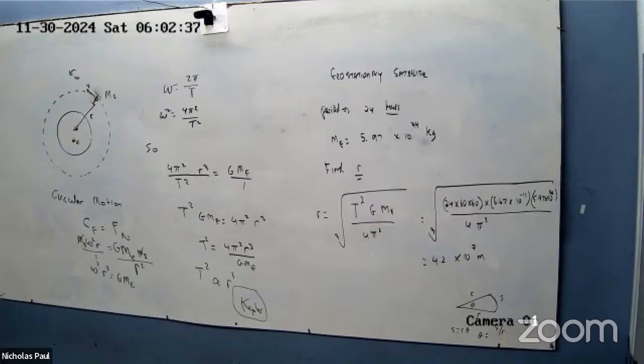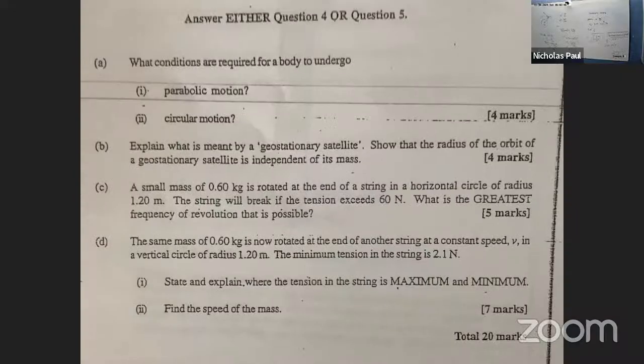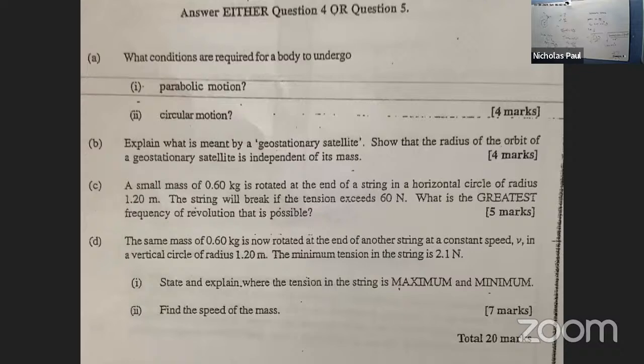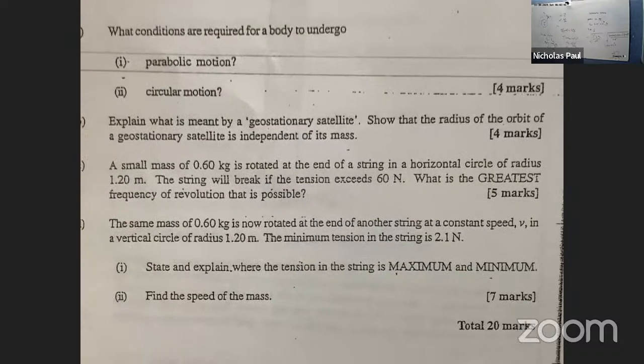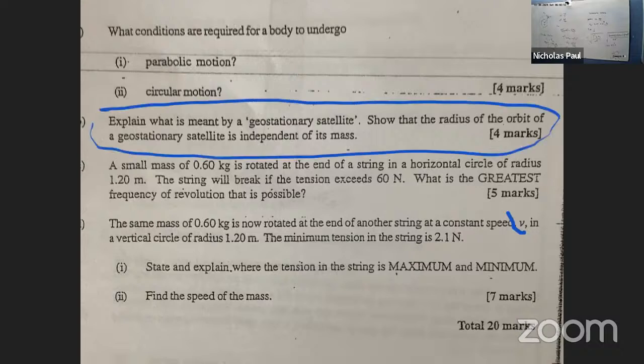Alright, so these are things that we need to know, right? One last thing I want you to do. It might be a little challenging, but see if you can develop some answers. In real short, explain what is meant by a geostationary satellite. Then show that the radius of the orbit of a geostationary satellite is independent of its mass.